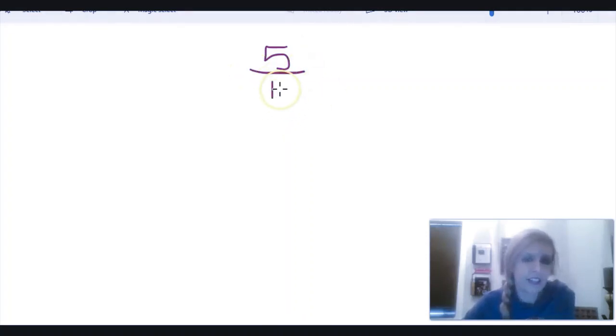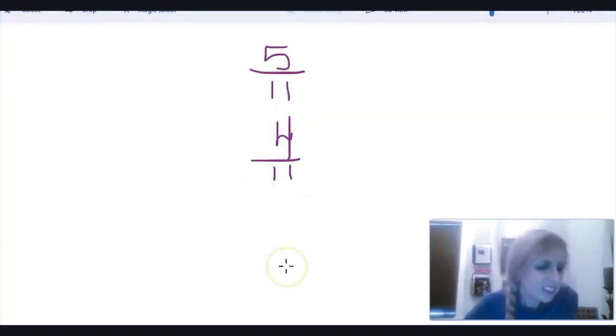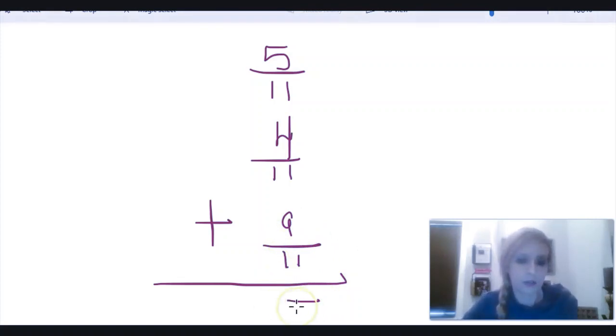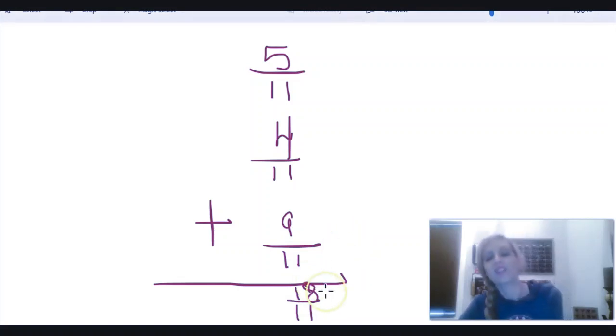All right, now let's take a look at J. 5/11, 4/11, and 9/11. And I'm just adding. I already have like denominators. Perfect. So just going to bring that down. Now I'm just going to add 5 plus 4 plus 9, which would give me 18. Can't be my final answer though, right? That's an improper fraction. I've got a larger number on top for the numerator, okay?